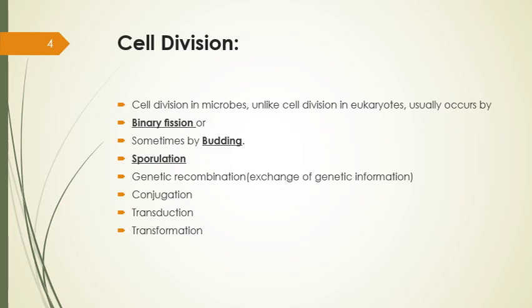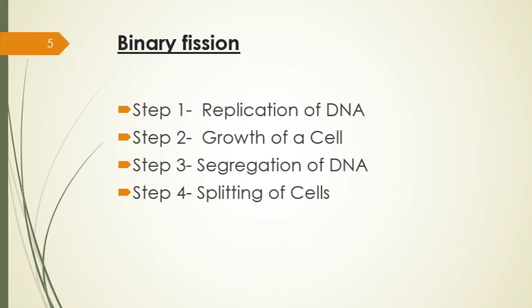Cell division. Cell division in microbes, unlike cell division in eukaryotes, usually occurs by a process of binary fission or sometimes the process of budding or sporulation, and other methods including genetic recombination where genetic information is exchanged: the conjugation method, transduction method, or transformation method. Let's have a look at the binary fission method. Here are 4 steps involved.